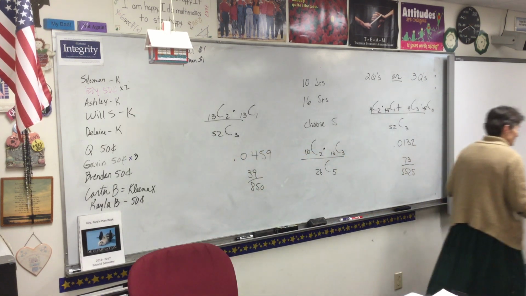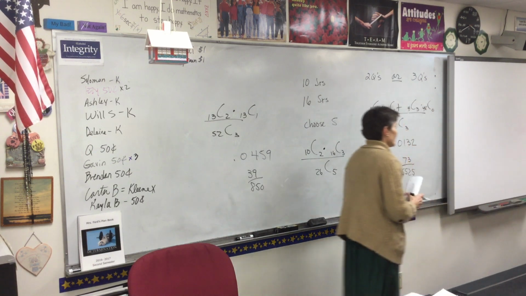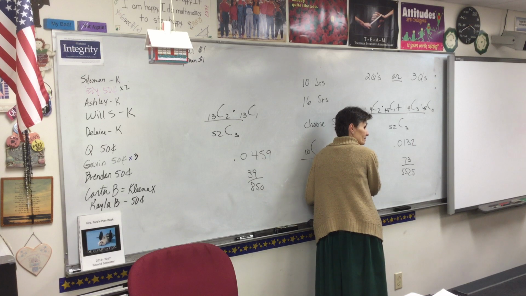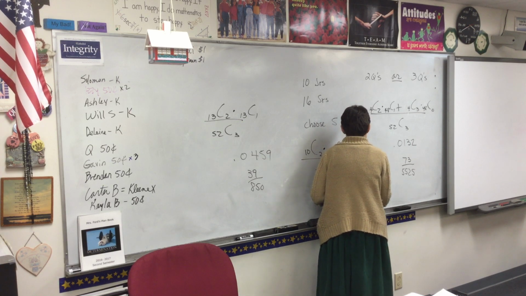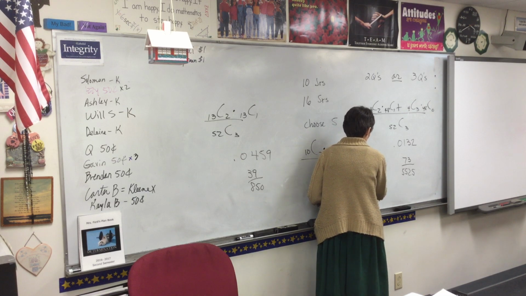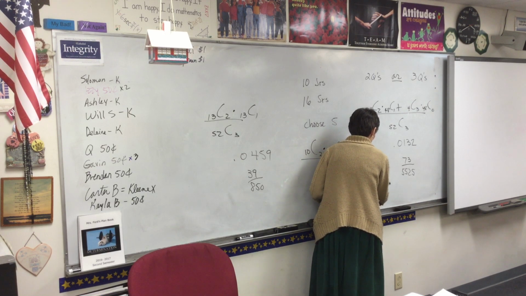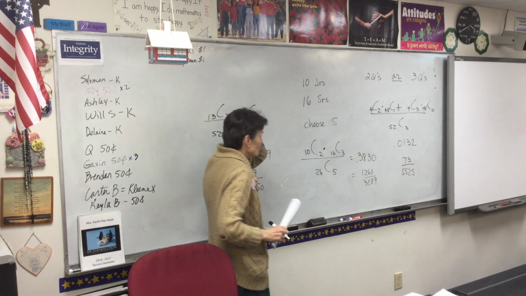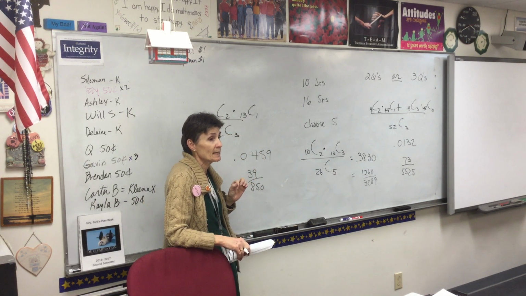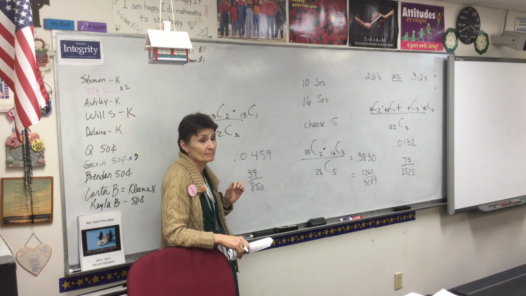All right, tell me what you got. Type it in, tell me what you get. 0.3830. 1,260 over 3,260. All right, so do we have confirmation? Decimally and fractionally?